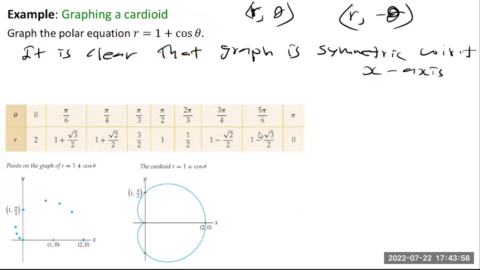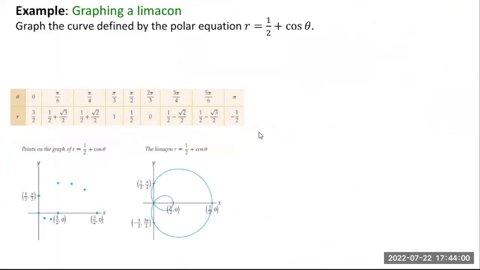Let's continue our discussion with examples. Next, I want to draw the graph of this particular polar equation, r is equal to 1/2 plus cosine theta. This is called the limacon. Let's see how to graph this one. Again, notice that this is symmetric with respect to the x-axis. It's clear to see.